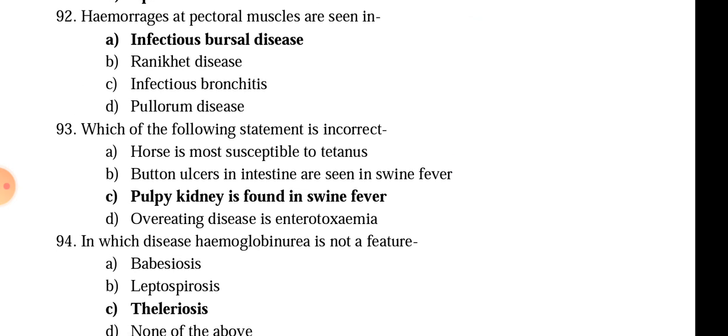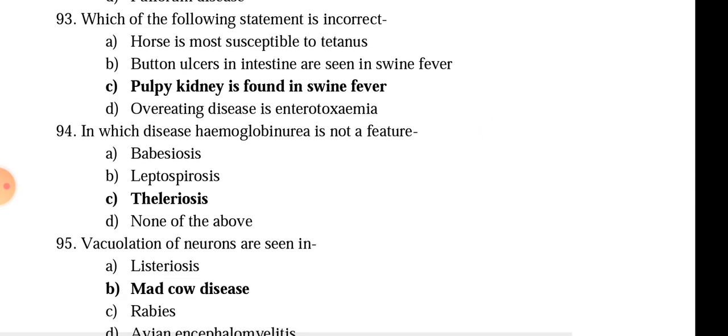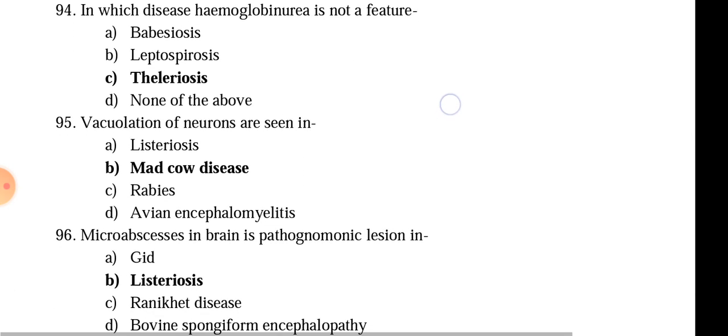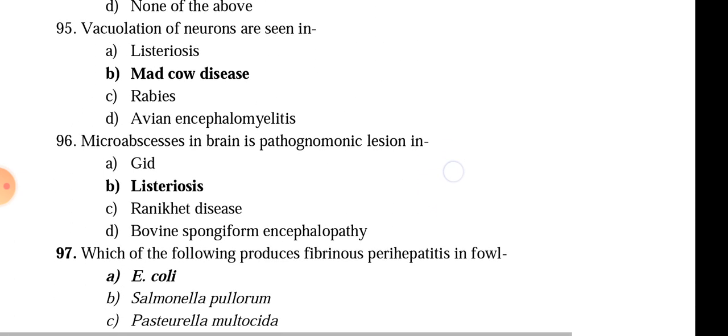In which disease is hemoglobinuria not a feature? In theileriosis, hemoglobinuria is not a feature. Hemoglobinuria is a feature of babesiosis and leptospirosis. Vacuolation of neurons is seen in mad cow disease. Microabscess in the brain is the pathognomonic lesion in listeriosis. In listeriosis, the goat tends to move in one direction, in a circular direction.